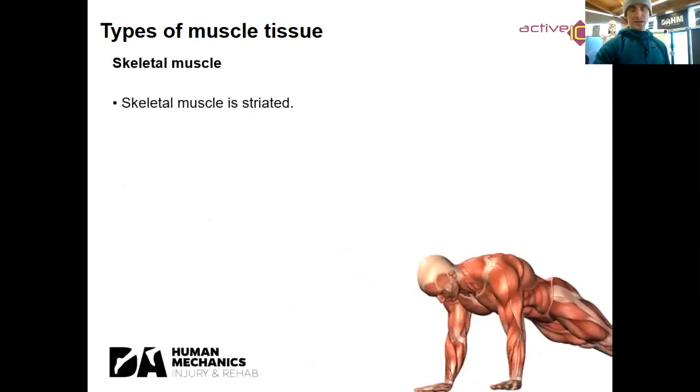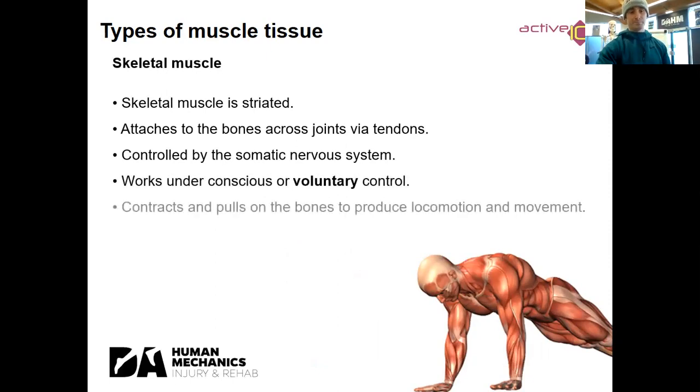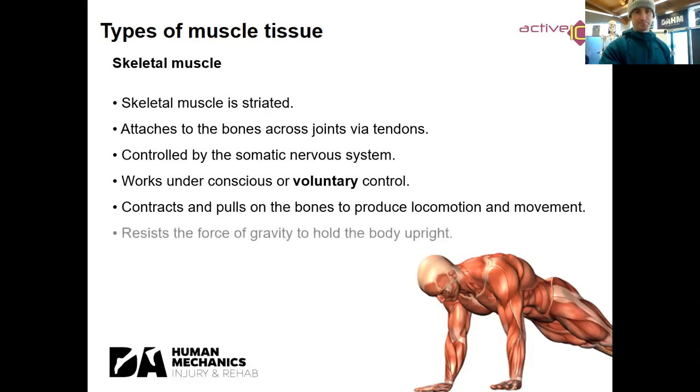Skeletal muscle, as we said, is striated, so it has these organized lines. Attaches to the bones via the tendons. It is controlled by us, so the central nervous system, then follows through the somatic nervous system. It's voluntary. And again, kind of like a lever system. So we have a muscle that contracts. It pulls on the tendon, which pulls on the bone, which creates movement. Resist the force of gravity to hold up body weight.